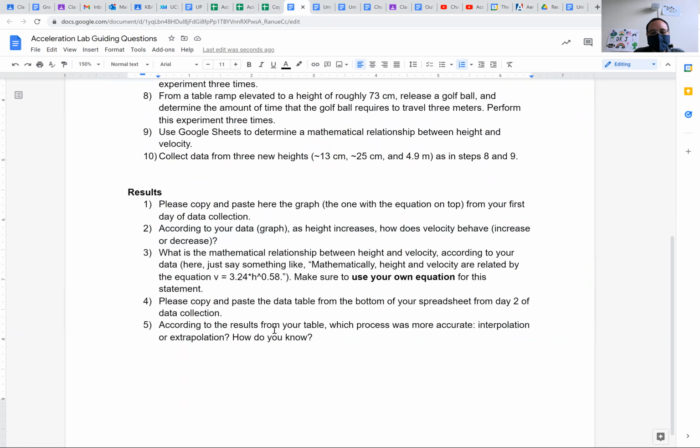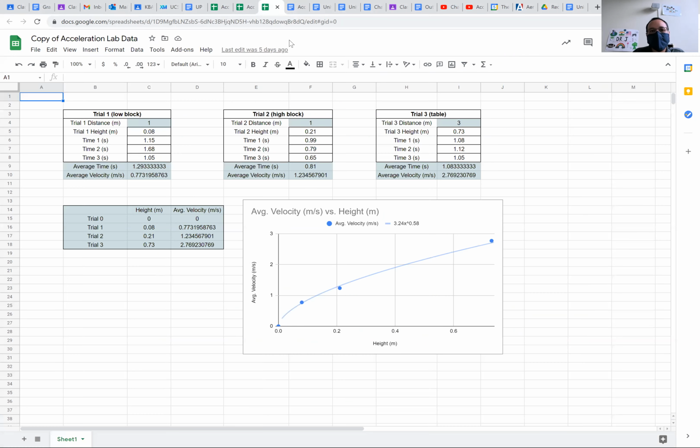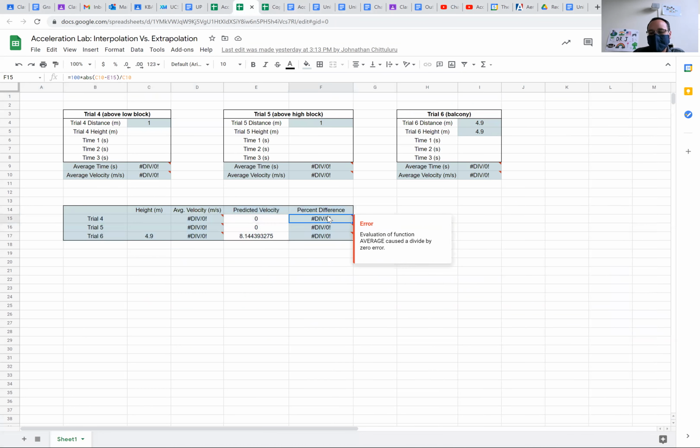And then according to the results from your table, which process was more accurate, interpolation or extrapolation, and how do you know? You'll be able to determine which one was more accurate by looking at the percent difference. Whichever cells have the lowest percent difference are the most accurate. Whichever cells have the highest percent difference are the least accurate. And remember, trials 4 and 5 are interpolation experiments, and trial 6 is an extrapolation experiment.